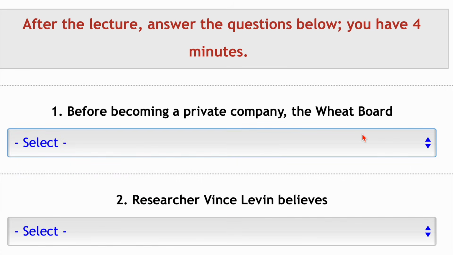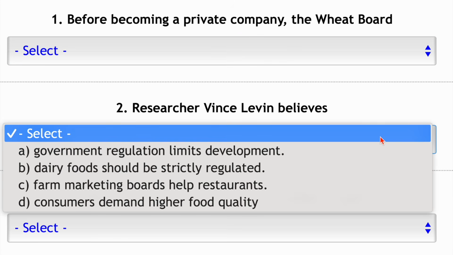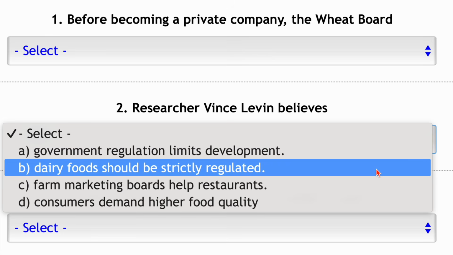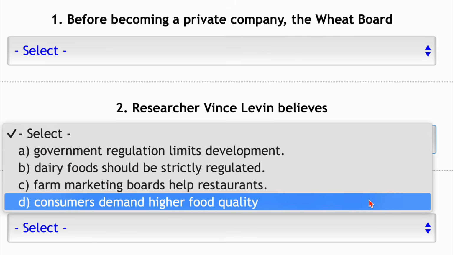Okay, so what about number 2? Let's look at number 2. Researcher Vince Levin believes government regulation limits development, dairy foods should be strictly regulated, farm marketing boards help restaurants, consumers demand higher food quality.